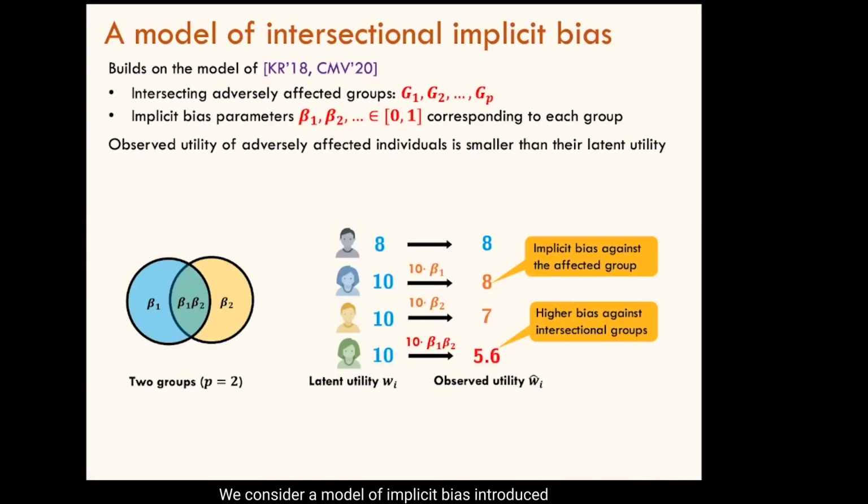We consider a model of implicit bias introduced by Kleinberg and Raghavan and later extended by others. Here, there are multiple affected groups that can possibly overlap with each other. Candidates in affected groups face implicit bias. Their observed utilities are smaller than the latent utilities. And candidates who are in multiple groups face a higher bias, which is equal to the compounded effect of the bias of all groups they belong to.